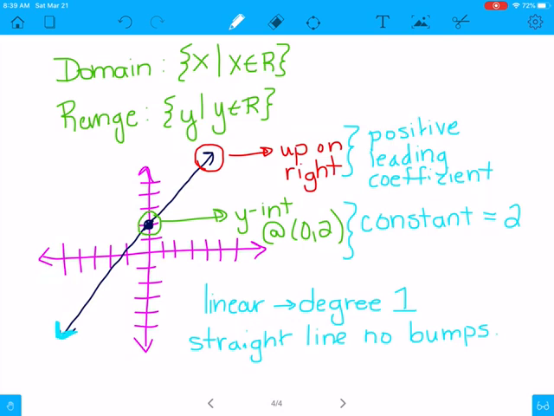Boom. That is linear. I'll do a quadratic and I'll do a cubic, and that's your lessons for the week. But I'll put them separate.